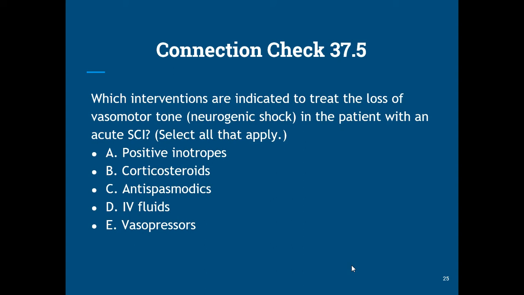So the answer for this question is A, D, and E. Loss of vasomotor tone causes blood to pool in the vessels. You'll get low blood pressure. IV fluids, vasopressors, inotropes are often used to give adequate fluid resuscitation and then try to get the blood pressure back up and increase the cardiac output.